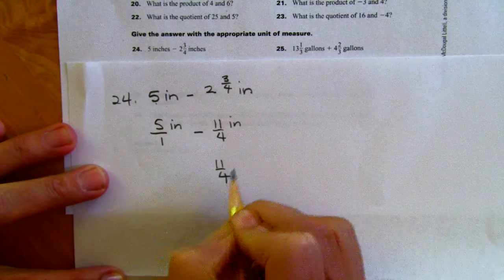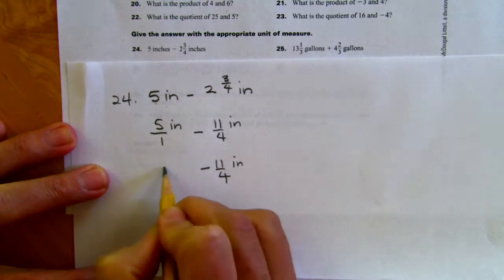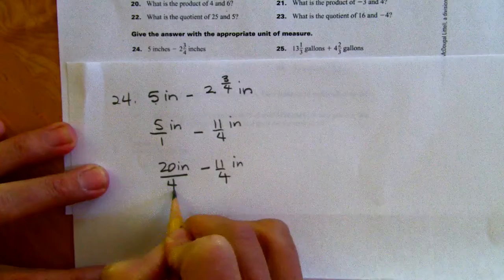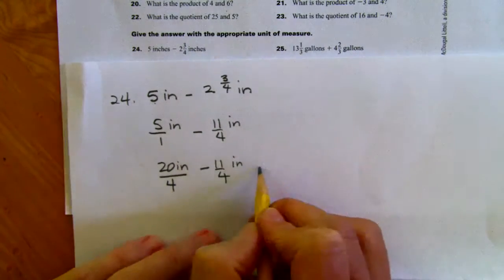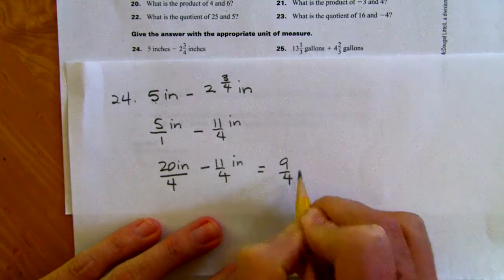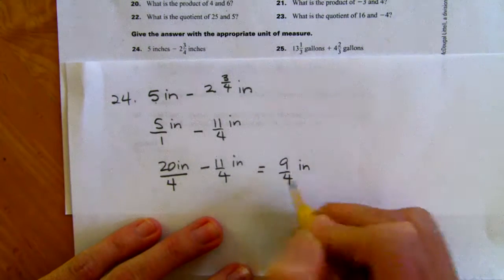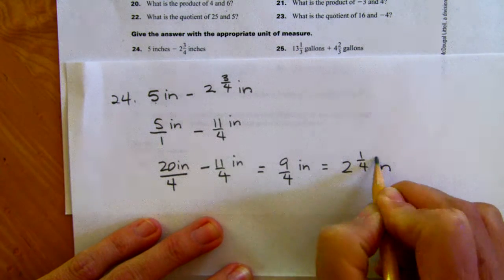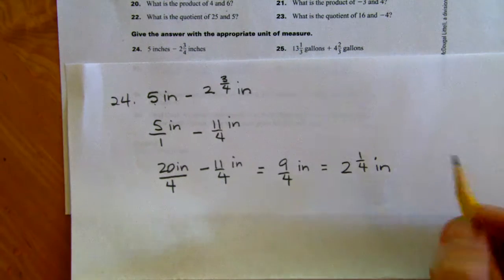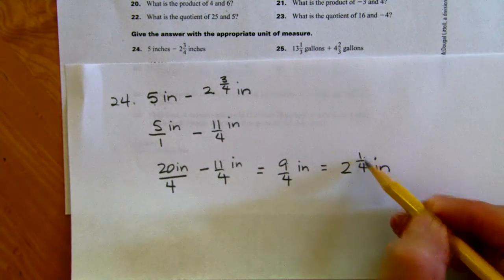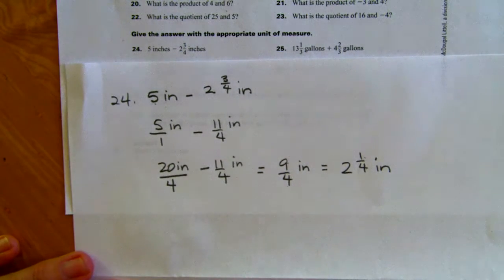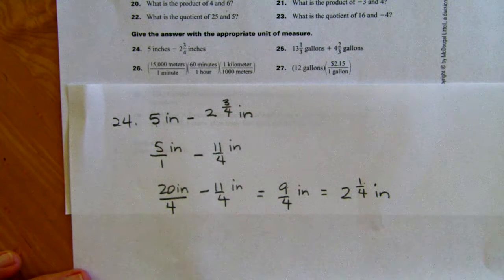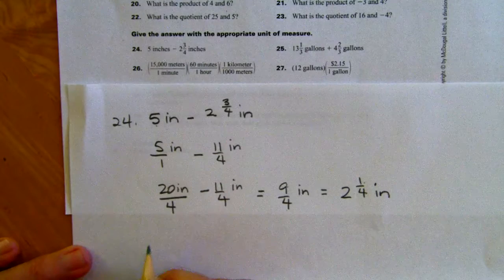And now to add these, I need common denominators. So my common denominator would be 4, so 5/1 is equivalent to 20/4. Now I can subtract, and I get 9/4 inches, which you could then say is 2 1/4 inches. That's how a carpenter would indicate it, right? 8/4, and then there's an extra left over. Okay. And a unit analysis problem, those are always fun.